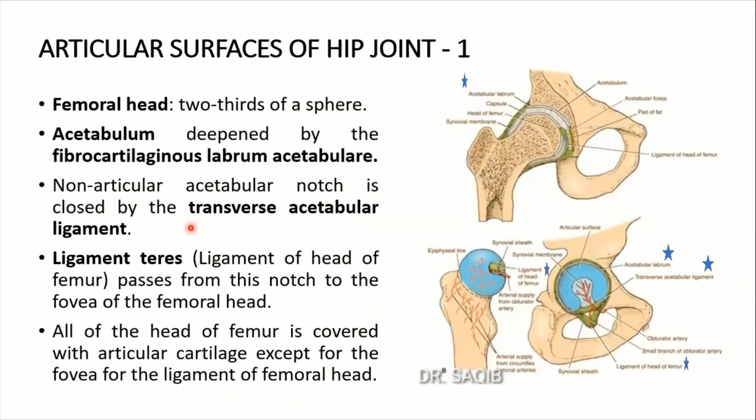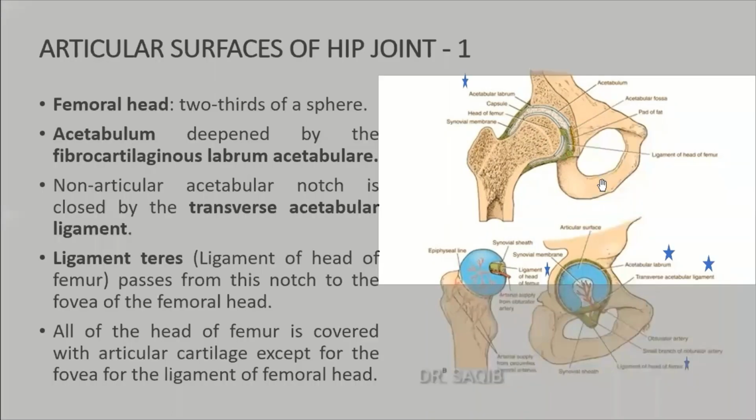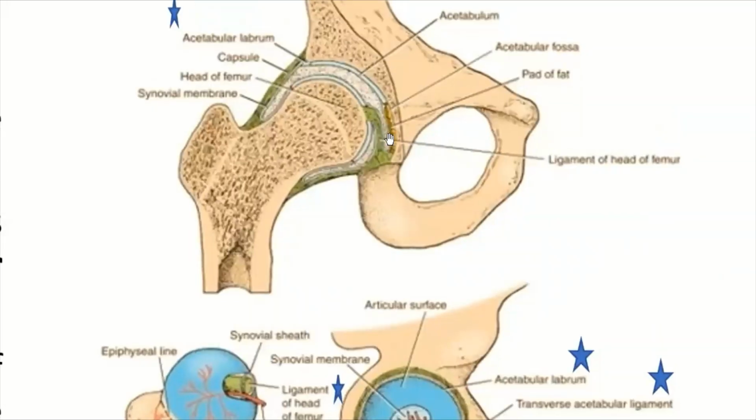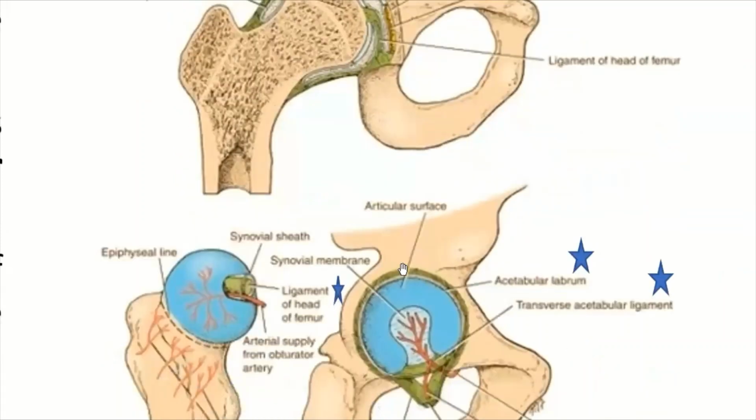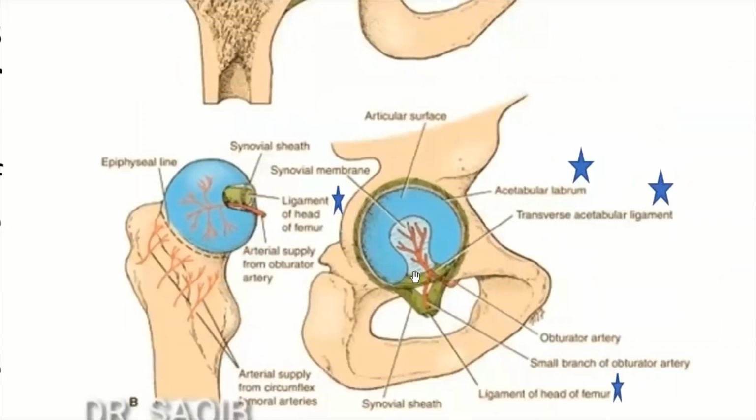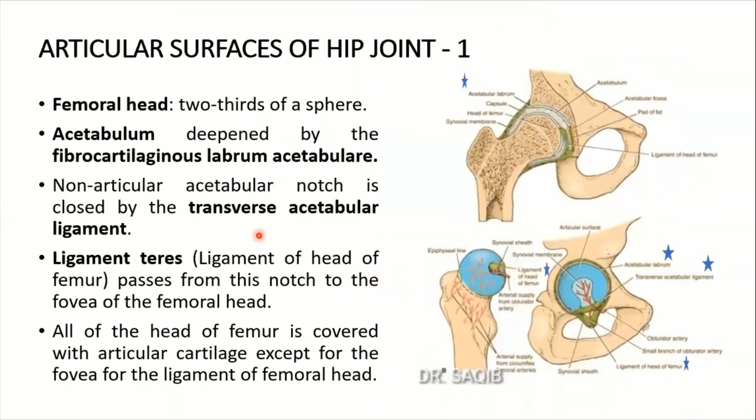The non-articular acetabular notch is closed by the transverse acetabular ligament. Here you could see this, and I have to enlarge this as well. In this picture, yes, this is the acetabular notch formed here, and this is bridged by the transverse acetabular ligament. You could see this, right? And the ligamentum teres, the ligament of the head of the femur, passes from this notch to the fovea of the femoral head.